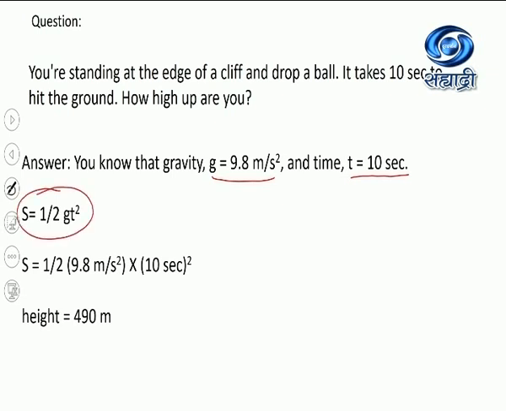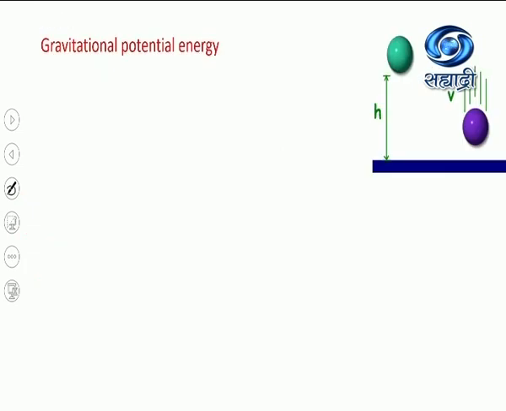So we use the formula s is equal to half gt square. The displacement of the object, you can say the height of that object. So s is equal to half, put the value of g as 9.8 and t as 10 seconds, that is squared. And calculating this, we get a height of 490 meter. This is about the numerical.